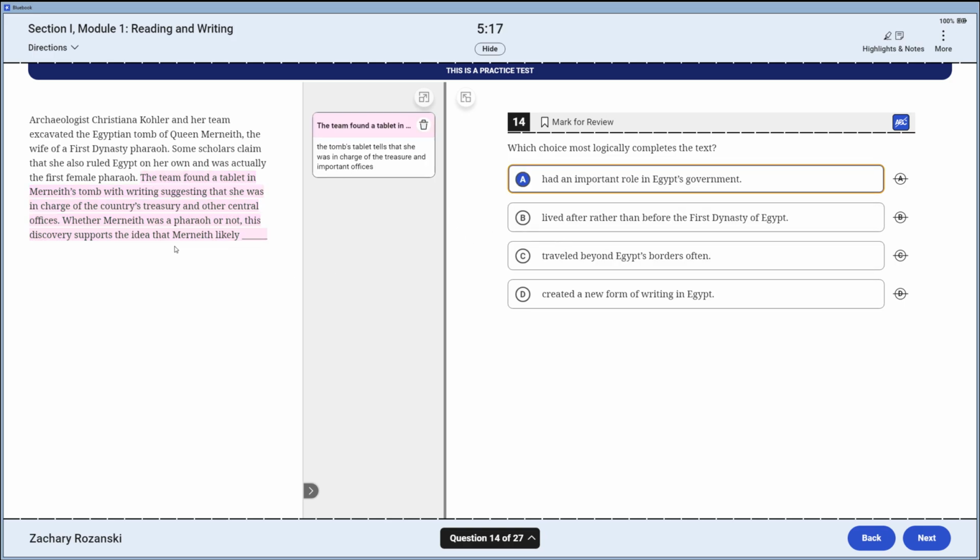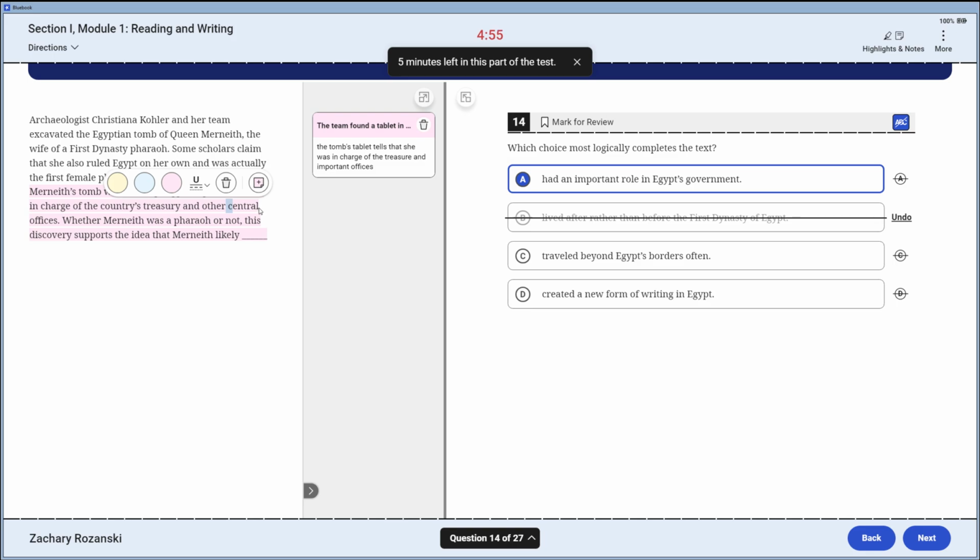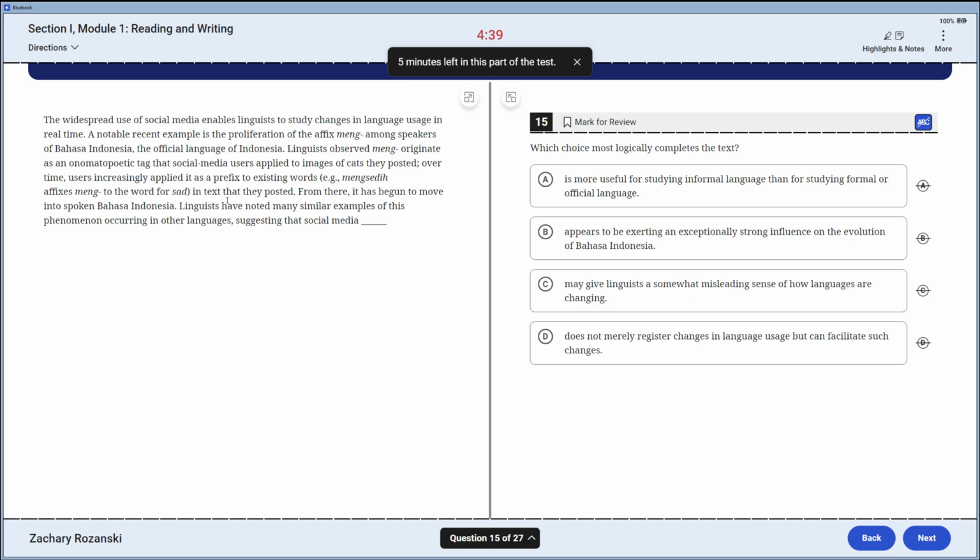Okay, whether or not she was a pharaoh, it doesn't matter if she was a pharaoh. This shows she was important. I really like A. I love A so much right now. She lived after rather than before. No, I have nothing about sequence. We found this thing. Traveled beyond Egypt's borders often. Maybe if someone were to misinterpret the central offices, like she's a boss lady, means she does a lot. Trash. Created no form of writing. So they found a tablet, but it didn't suggest that she created this thing. Crazy. All we've got, it's important.